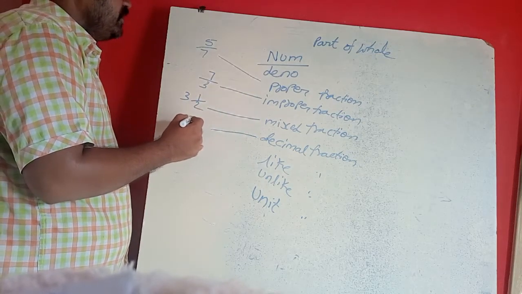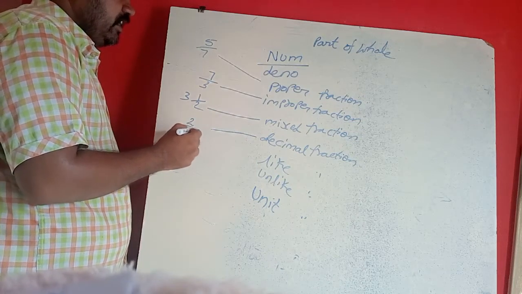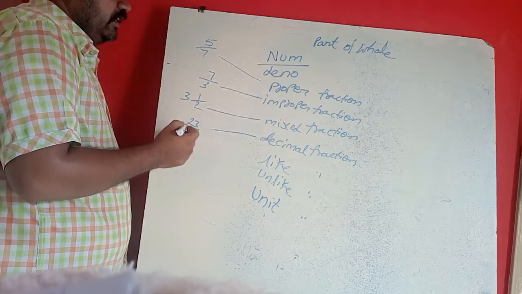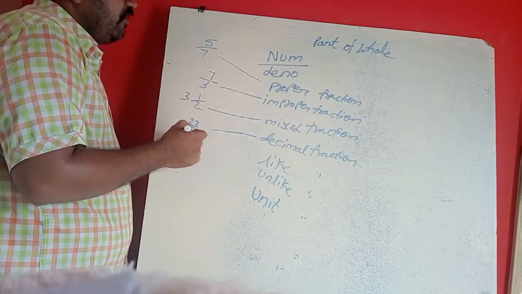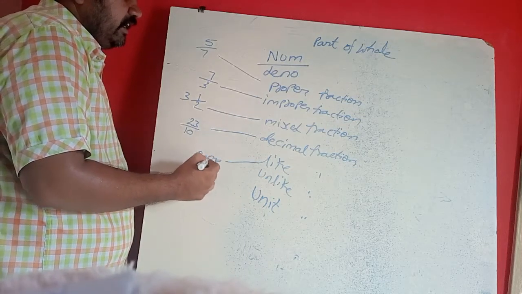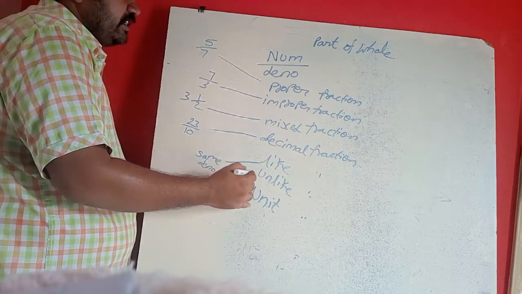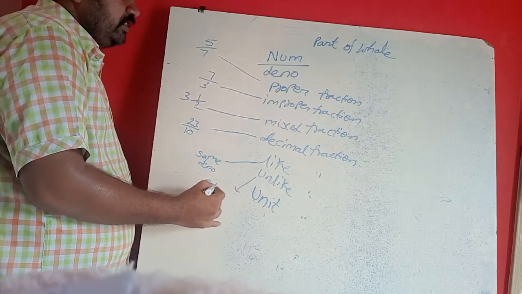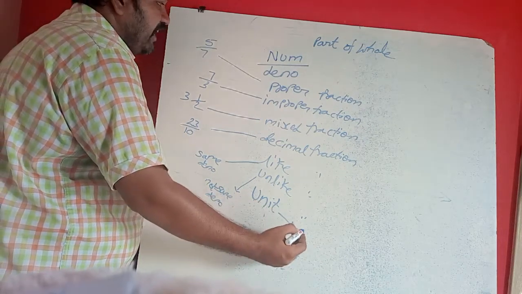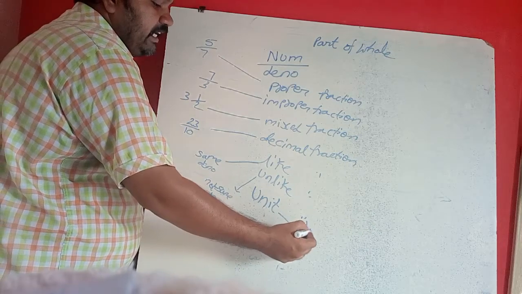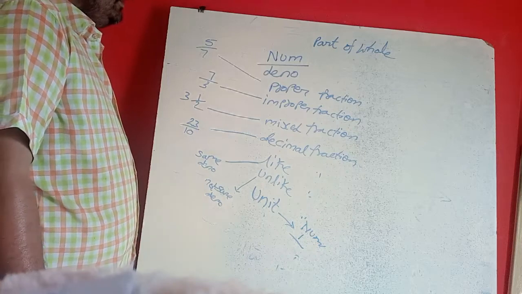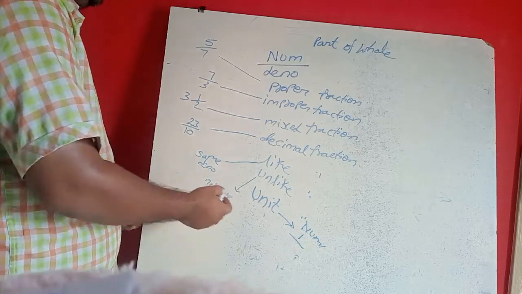Decimal means the denominator consists of multiples of 10, like 23 by 10. Like fractions: fractions having the same denominator are called like fractions. Unlike fractions: not the same denominators are called unlike fractions. Unit fractions: those whose numerator is always 1 are called unit fractions.